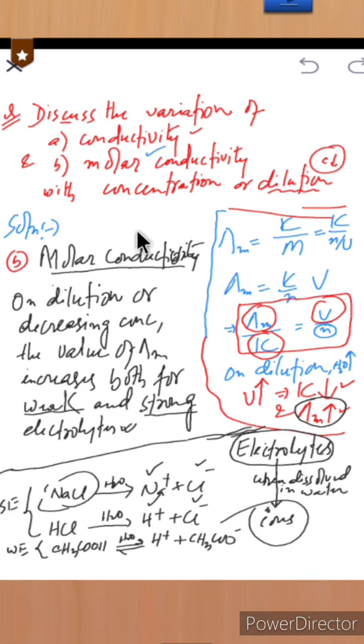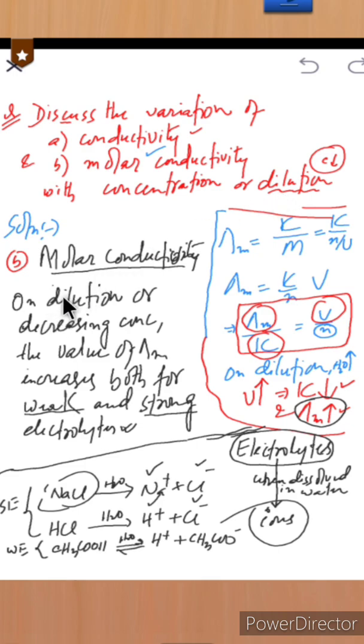This is a very good question from the examination point of view for 12th standard. Discuss the variation of conductivity and molar conductivity with concentration or dilution. I have already explained the first part, conductivity. In this I'm explaining the variation of molar conductivity with decreasing concentration, or with dilution.